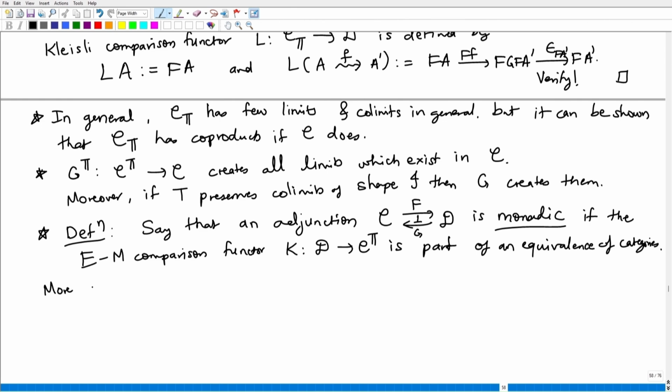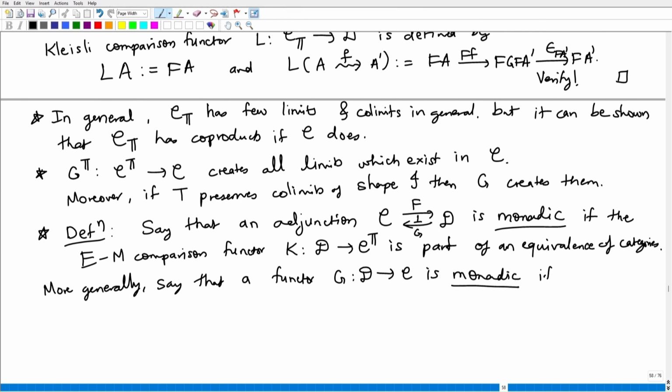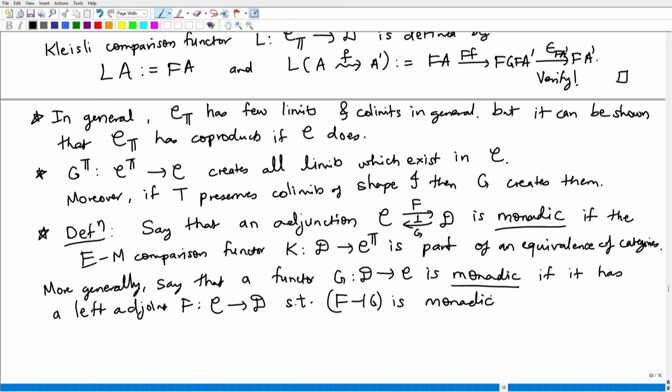More generally, say that a functor G from D to C is monadic if it has a left adjoint F from C to D such that the adjunction is monadic. I mean, it's an abuse of language, that's all.